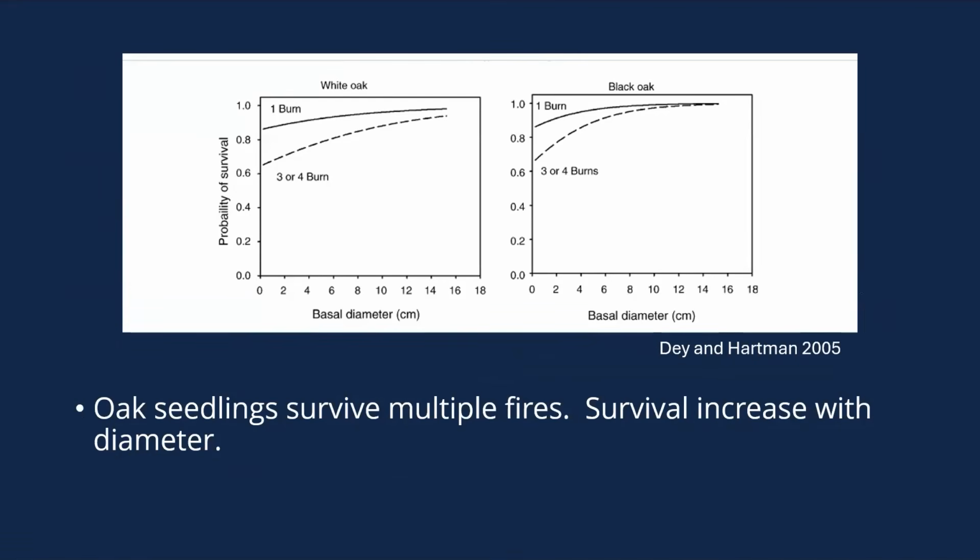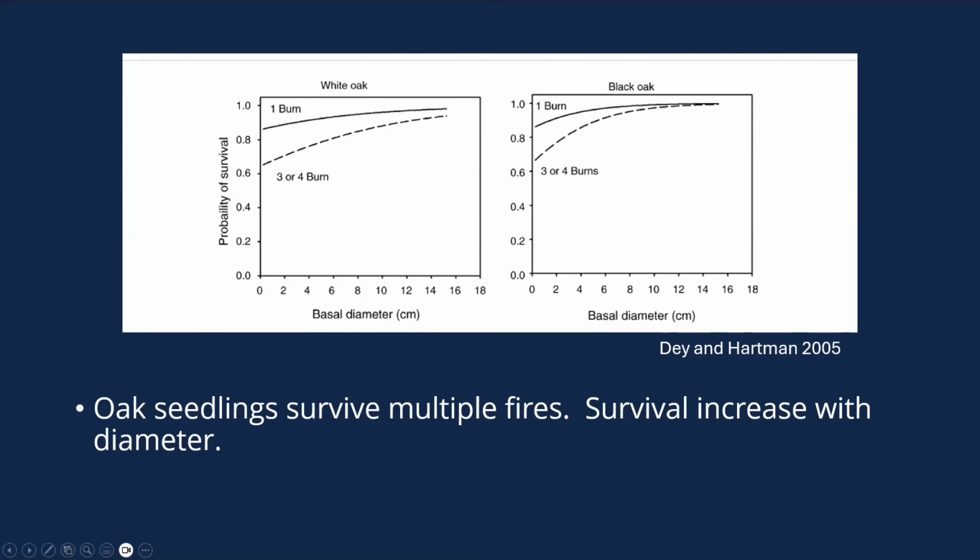And so this Day and Hartman research showed that oak seedlings can survive multiple fires fairly easily, even at a small size. The bottom axis here is the diameter of the seedling, and even at very, very small diameters, we see white oaks with close to 90% survival with one burn and over 60% survival of these small seedlings with 3 or 4 burns. And as that seedling increases in diameter, its survivorship increases. The same is true for black oak, which increases to near 100% survival even after multiple burns.